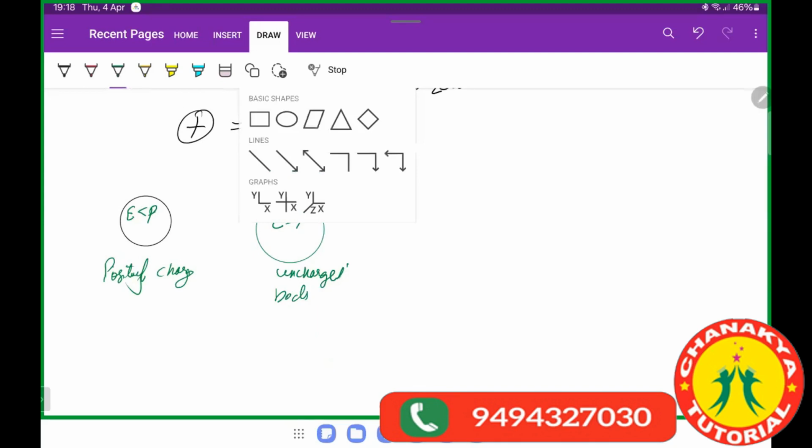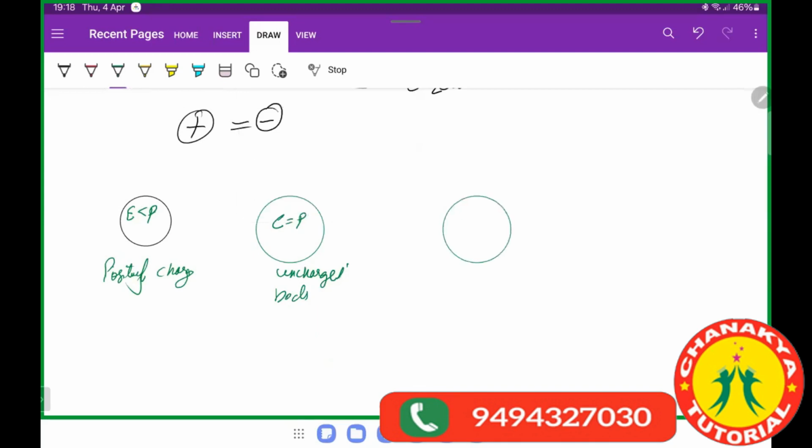Then what will be the third one? Negatively charged body, where the number of electrons is more than the number of protons. So here plus outside, and here minus outside. So this is greater than this one. So this is your negatively charged body.